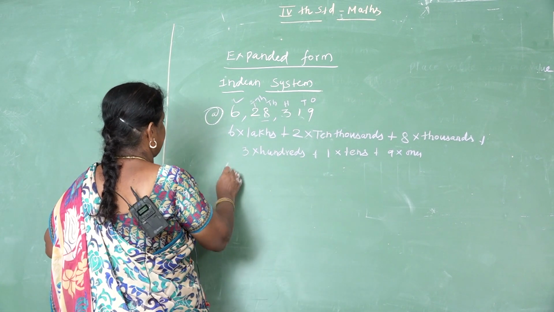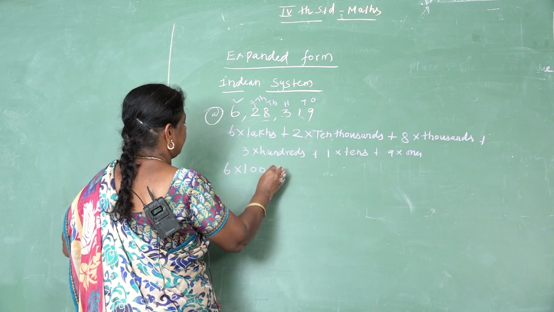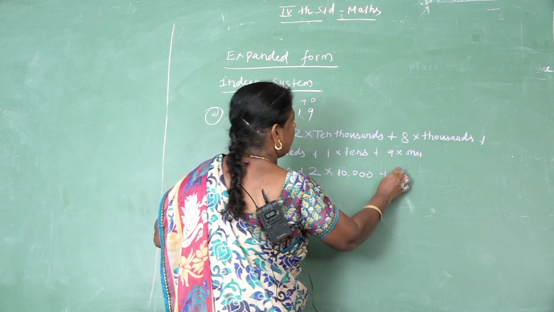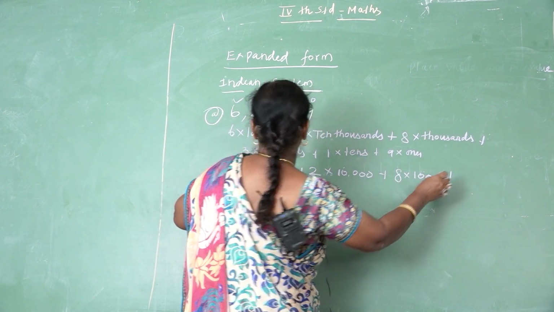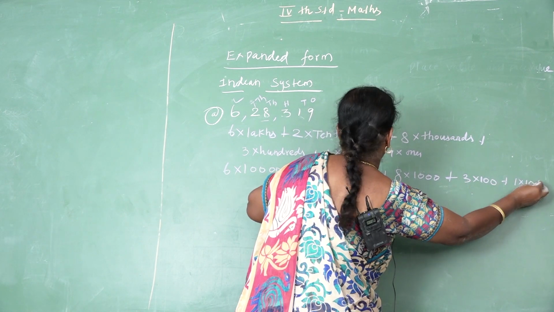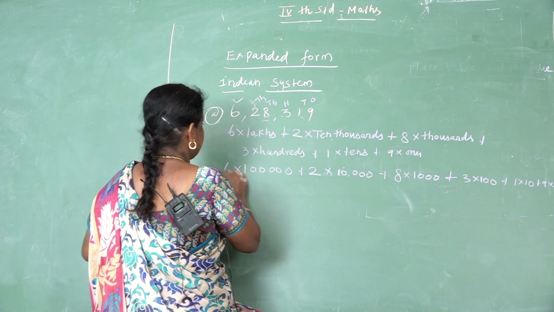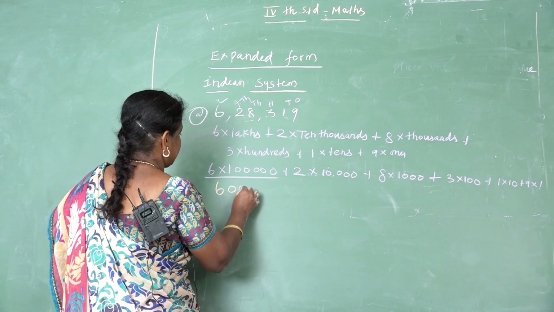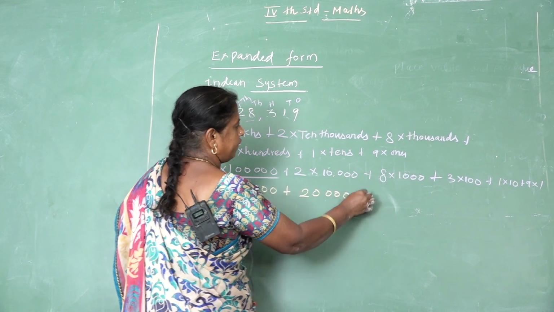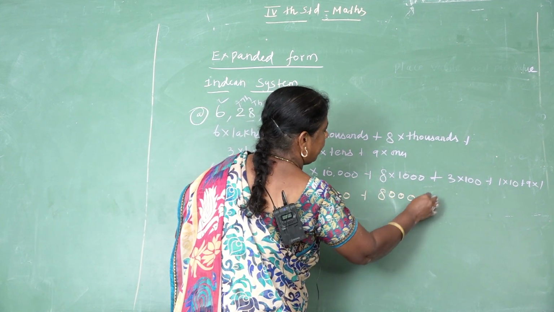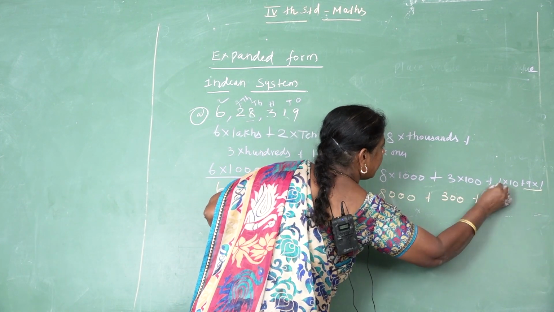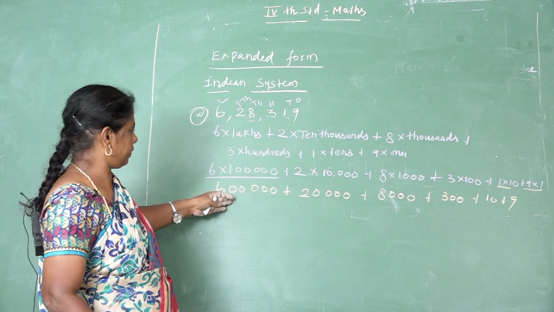Now you write 6 into lakhs, 2 into 10,000, 8 into 1000, plus 3 into 100s, plus 1 into 10, plus 9 into 1. Now see here, 6 into 1 lakh is 6 lakhs, plus 2 into 10,000 is 20,000, plus 8 into 1000 is 8,000, plus 3 into 100 is 300, plus 1 into 10 is 10, plus 9 into 1 is 9. So these are the expanded form.